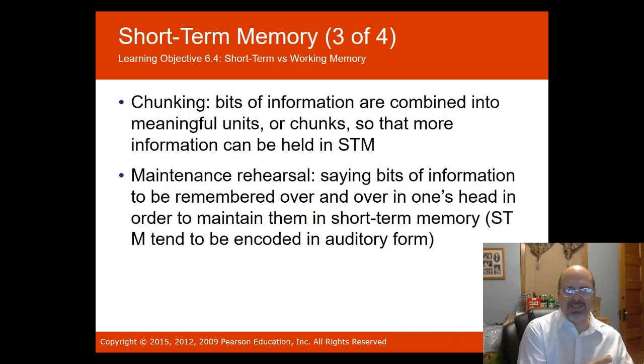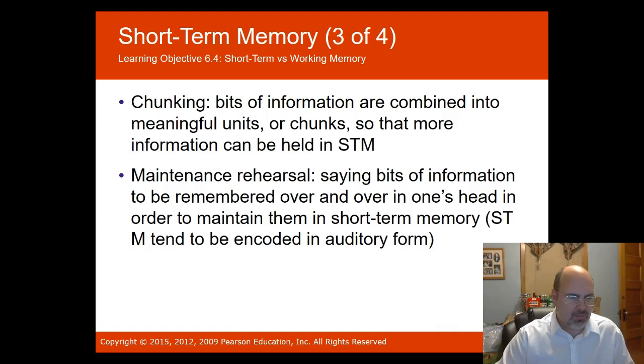And once I get that down, then I can remember the 7-digit phone number. But chunking is where we remember better by putting things together, and it's more likely to be held by our short-term memory. Now, maintenance rehearsal is where we have to practice it over and over in our head in order to commit it to our memory.